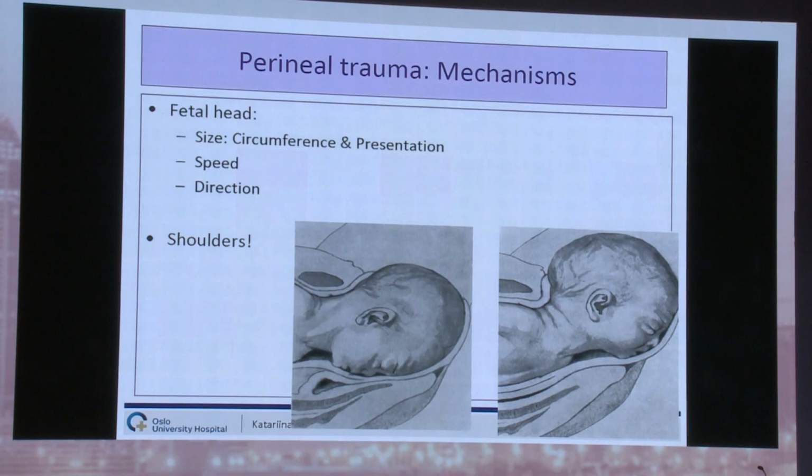When you're thinking about the mechanisms why a woman gets this injury, think about the fetal head, the size, the circumference, the presentation, the speed, how fast the baby's head is expulsing, and the direction. Because the direction has to be, as you see here, the baby is going upwards. And that's the movement we need to help so that the pressure to perineum is getting less. And then after the baby's head is born, also the shoulders can damage the perineum. And this is the way the baby is coming, first down and then up. So remember the physiology when you're delivering.